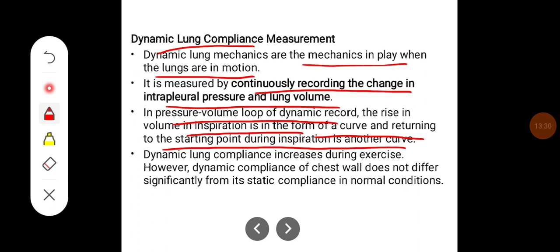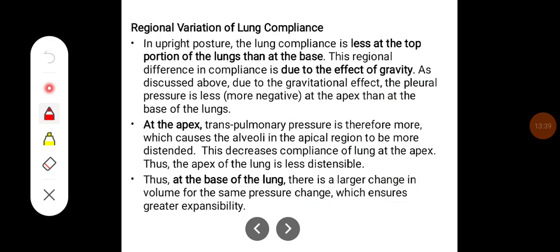The dynamic lung compliance increases during exercise. However, dynamic compliance of the chest wall does not differ significantly from static compliance in normal conditions. Regional variation in the lung compliance. In upright posture, lung compliance is less at the top portion of the lungs than at the base. This regional difference in compliance is due to the effect of gravity. As discussed above, due to the gravitational effect, the pleural pressure is less, that is more negative, at the apex than in the base of the lungs.